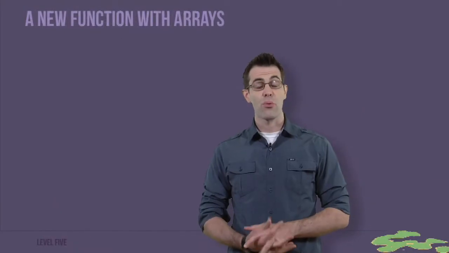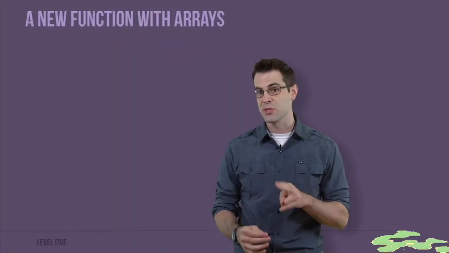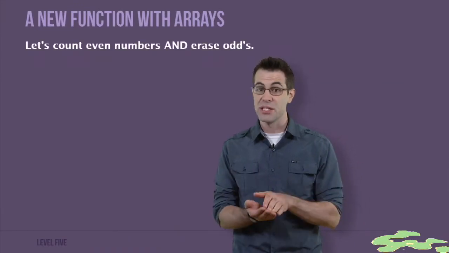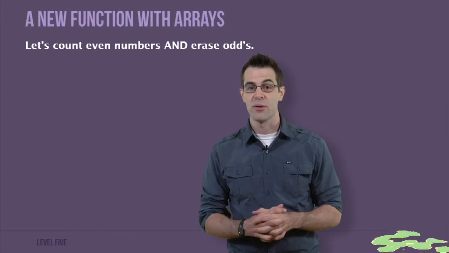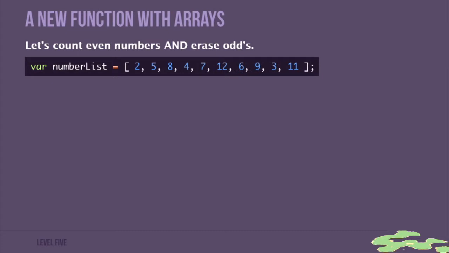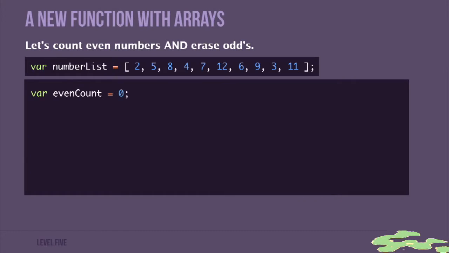That instantly makes that cell, the 5th index in the array, empty. So now that we know how to erase contents from arrays, let's see if we can write some code that will do two things. We want to count the even numbers in our numberList as well as erase the odd numbers. Ready? Here we go. So we've got our numberList array already, and we know that we're going to need to count our even values, so we'll set up a variable called evenCount that will gradually count the even numbers in our array.